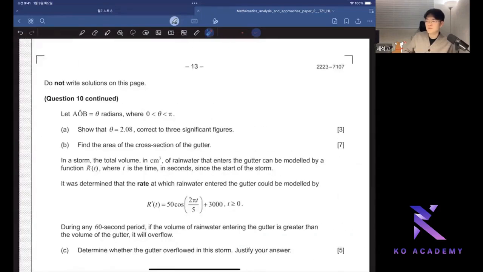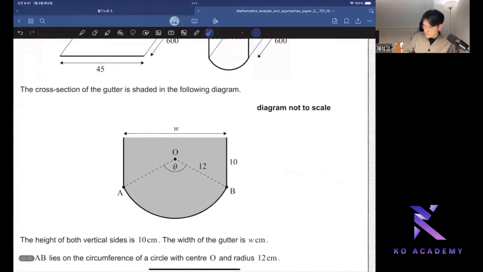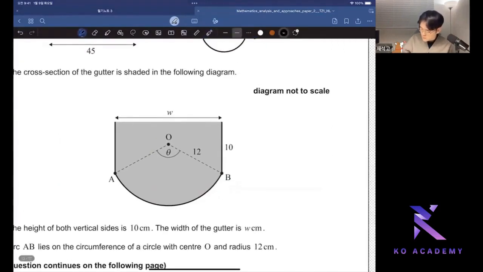But as we can see, guys, the initial length of the metal sheet is 45. If we add this, this, and this, it equals 45, and this part is 10, right? So obviously, what's left here should be 25, right? The length on the left here is 10, and the length of the arc is 25.